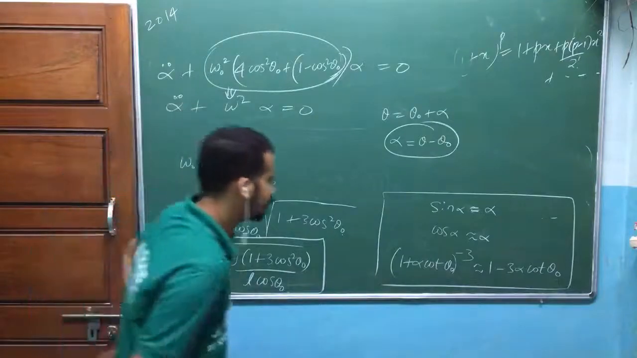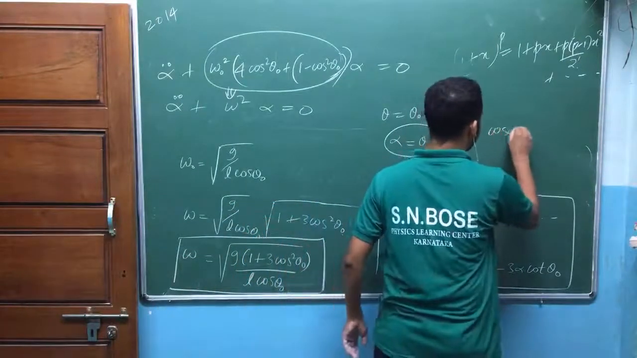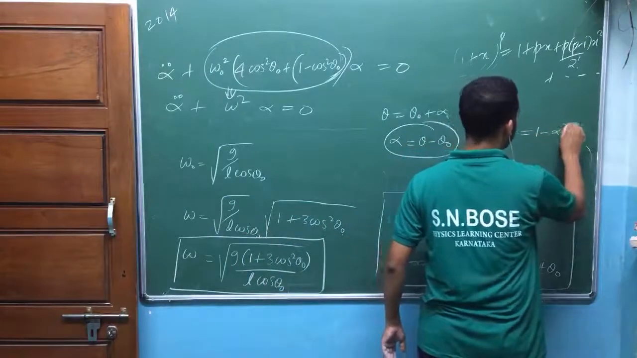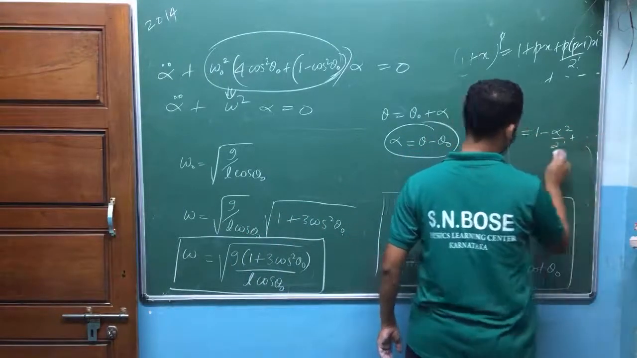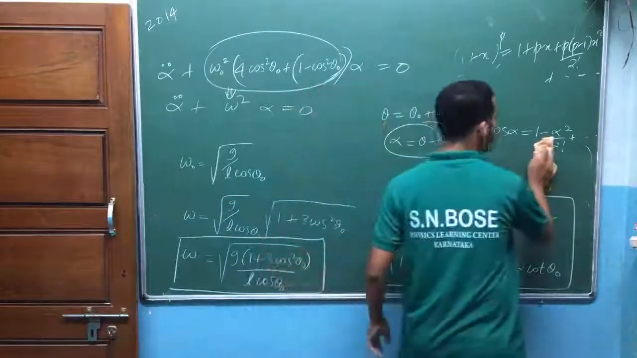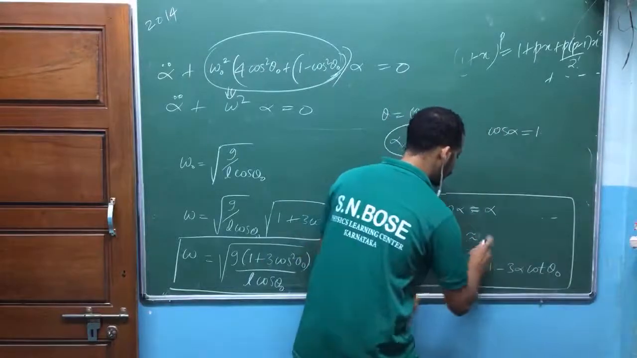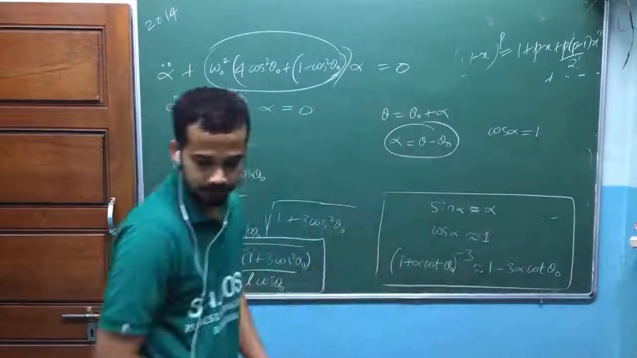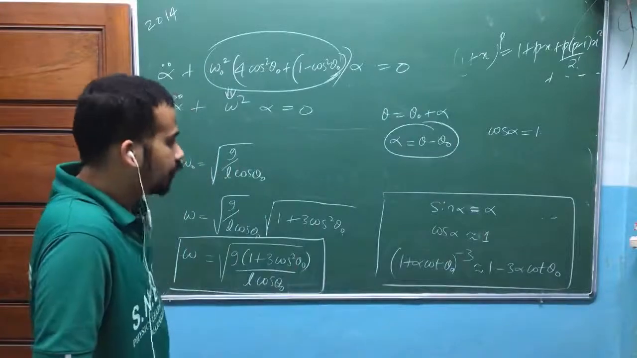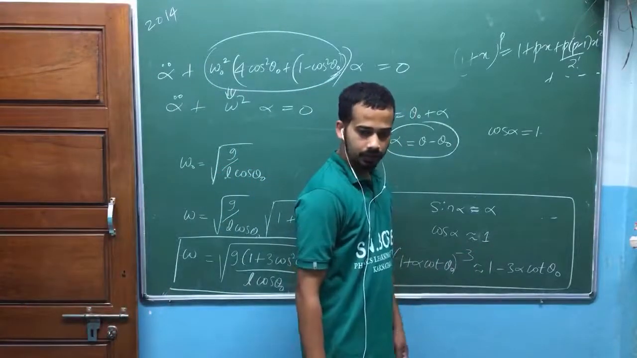Cos alpha, sorry, cos alpha nearly equal to 1. Actually, what I have written, cos alpha is equal to 1 minus alpha square by 2 factorial plus and so on. Am I right? But what we have done, we have taken only up to first power in alpha. That's why I'm going to rub out all of this part. Cos alpha is not alpha. Cos alpha nearly equal to 1. That's what we have taken.